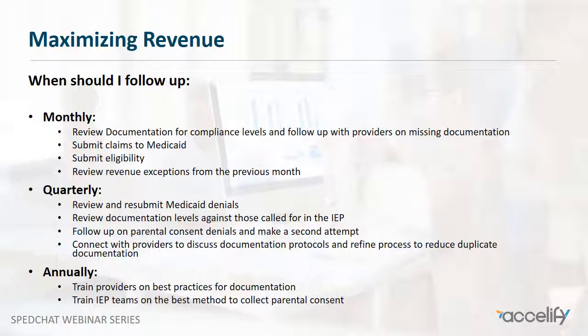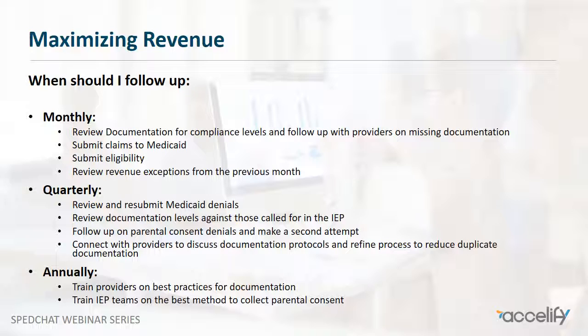So we've talked about a whole bunch of things that you can do, but when should you do them? What we recommend is that on a monthly basis, you review documentation for compliance levels. Make sure providers are documenting all the students on their caseload and that all that service documentation is complete. And that you follow up with providers on missing documentation and let them know that you've noticed it's missing and it needs to be entered, so that they know that somebody is watching and that the recording of their services is being monitored. And if that does factor into their performance reviews, it will definitely incentivize them to document.